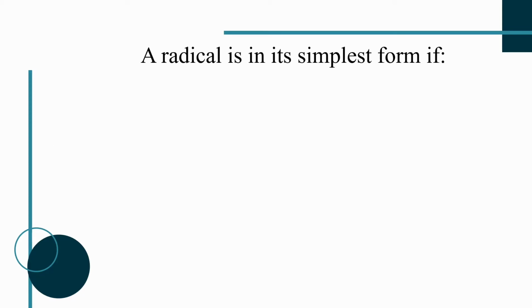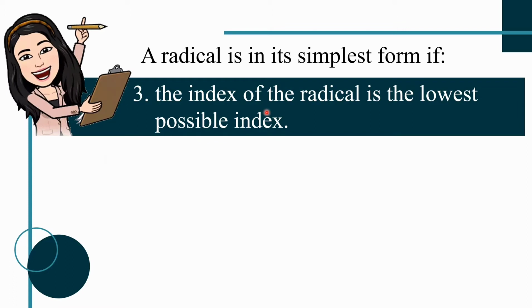Lastly, the radical is in its simplest form if the index of the radical is the lowest possible index. So, ibig sabihin, yung ating index ng radical should be in its lowest possible index. If we can simplify that, or kung kaya pa nating paliitin yung ating index, paliitin natin. So, let's have these examples.